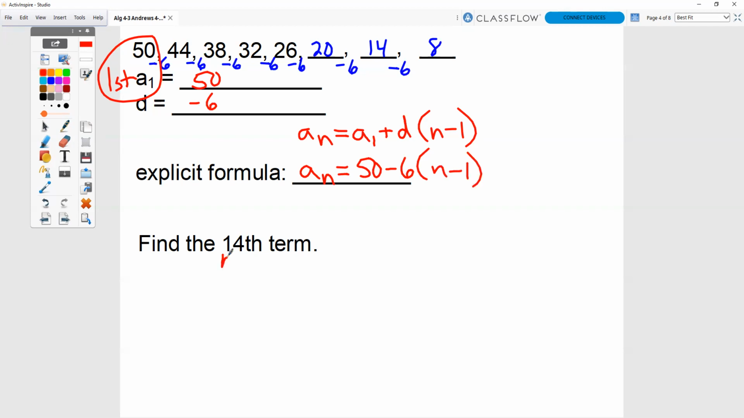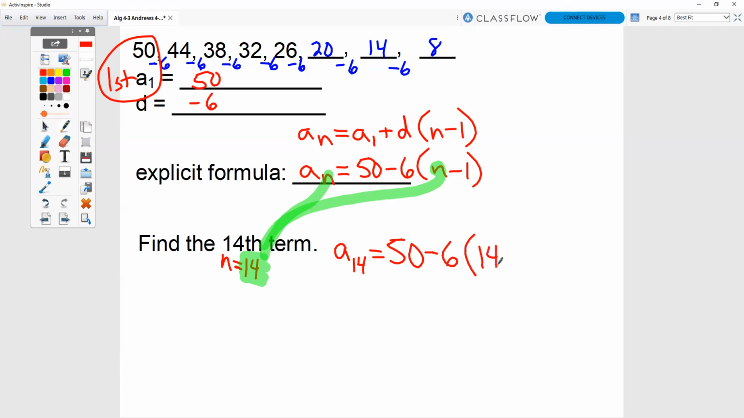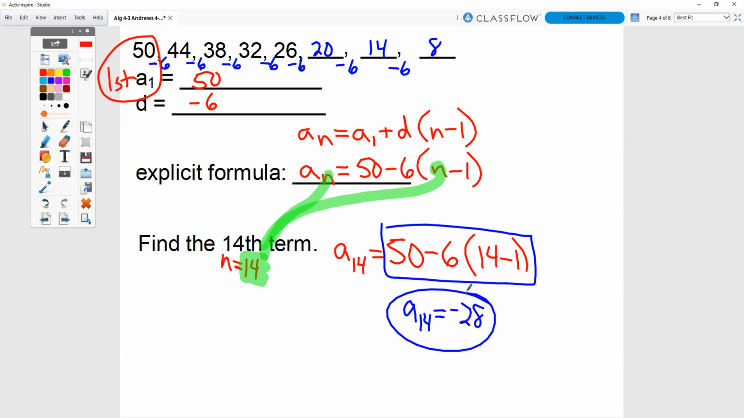They want you to find the 14th term. So that means n equals 14. In my explicit formula, I'm going to sub 14 in for n. So I want the 14th term: a sub 14 equals 50 minus 6, which is the plus common difference, times 14 minus 1. I'm going to take this whole thing and type it right into the calculator, exactly how it is with the parentheses. And I'm going to get that the 14th term in our sequence is -28.